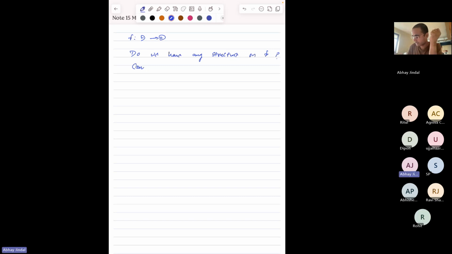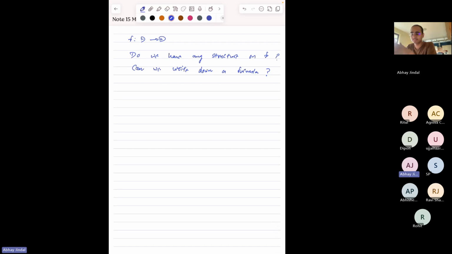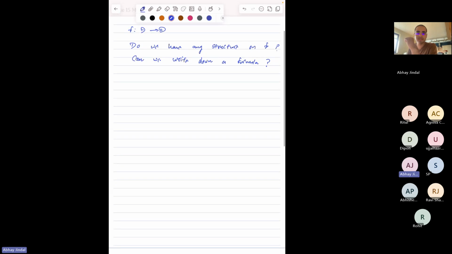What we are going to do is, can we write down a formula? We are going to write down a formula for such functions: that if f is a function from D to D, it has to look like this. Of course, there will be some operator theory, and this representation is itself operator theoretic. We will say that if you have a function from D to D, there will exist some isometry on some Hilbert space, so that the function can be written something like this.